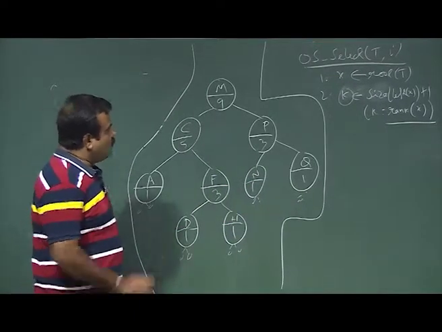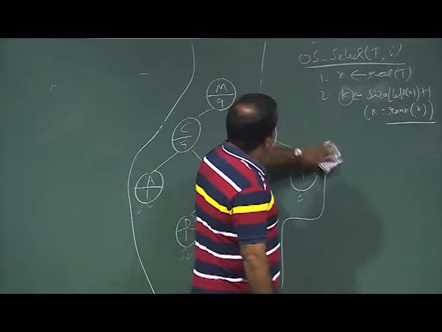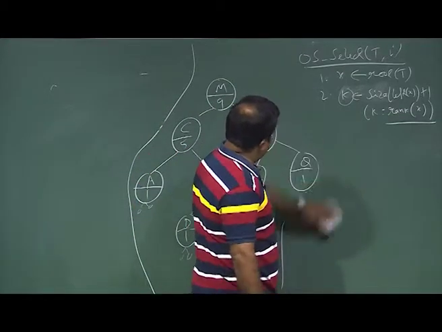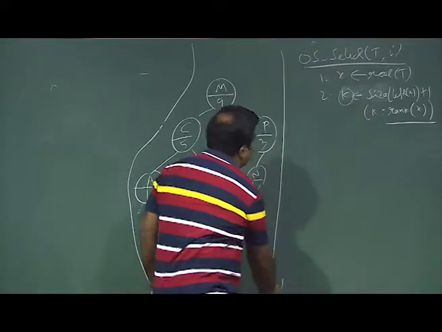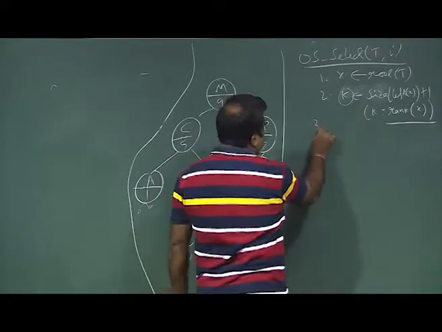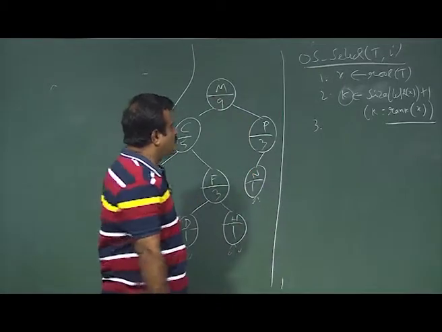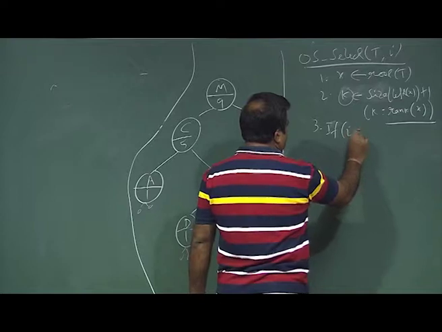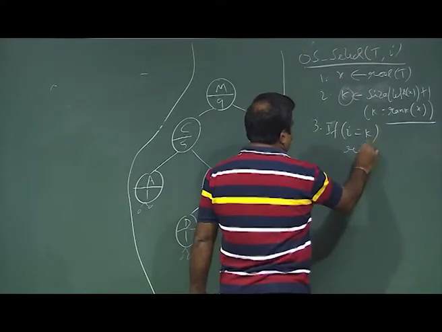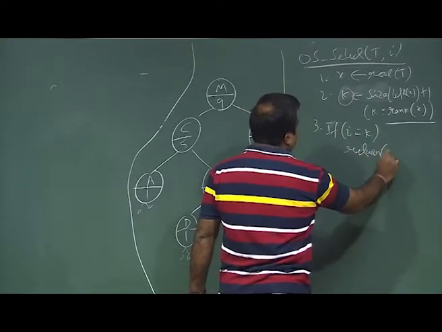Okay. Now we got k. Now suppose we are looking for the ith smallest element. So if i is equal to k, then we are happy, we return x.